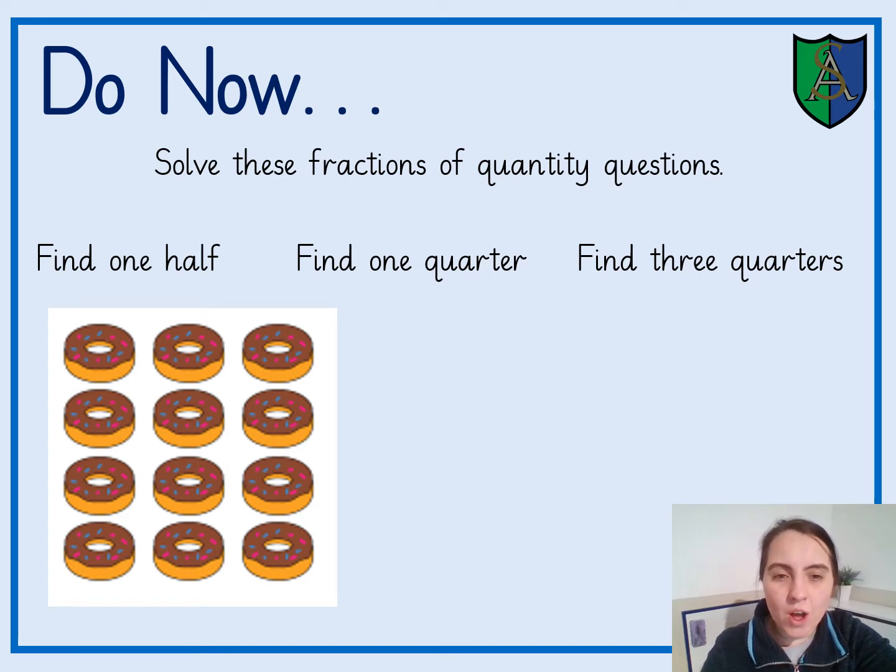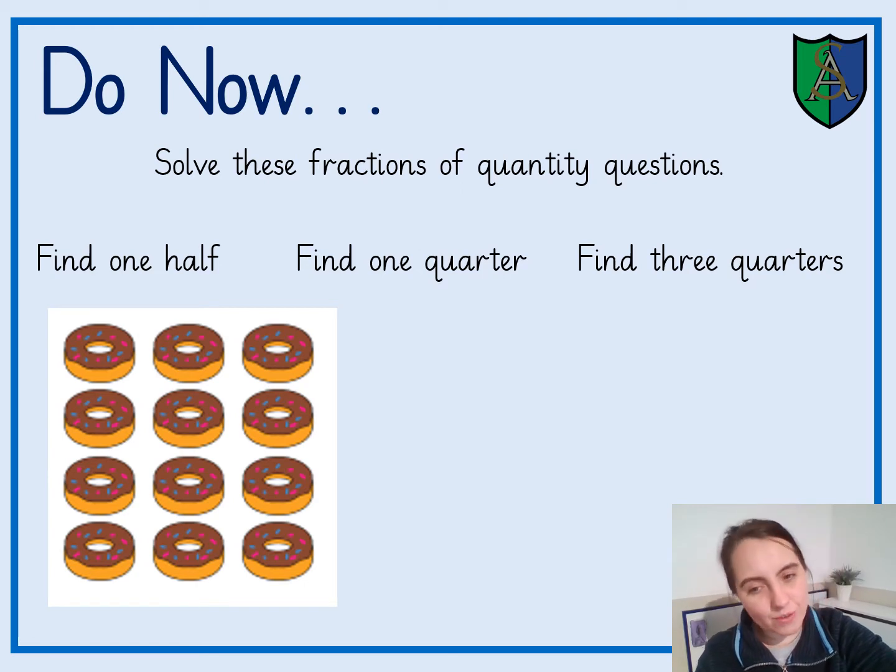Okay, so let's get straight into it. Here, we've got to solve these fractions of quantity questions. We've got a pictorial representation of some donuts. How many donuts are there altogether? Well done if you've said 12. I can see that there are 3 columns and 4 rows. So 4 times 3 equals 12, or 3 times 4 equals 12.